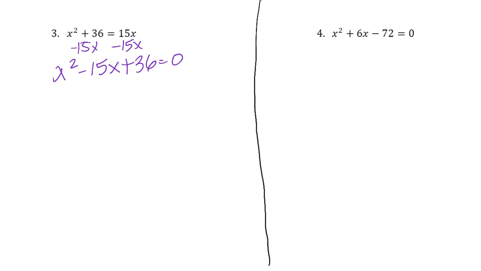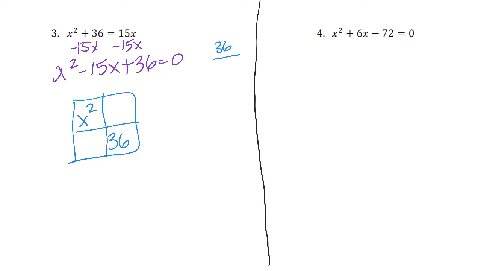Go ahead and draw these down. So you want to make sure that minus 15x is in the middle so that it is in the correct spot for factoring. You want to look for a GCF. We don't have one. Draw a box. X squared, 36. Factors of 36 that add to negative 15. So if they need to add to negative 15, it means they're both going to be negative.